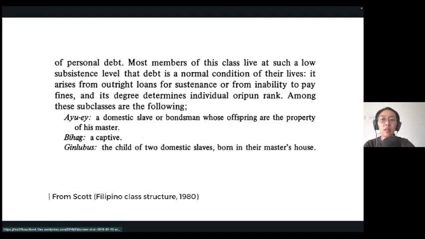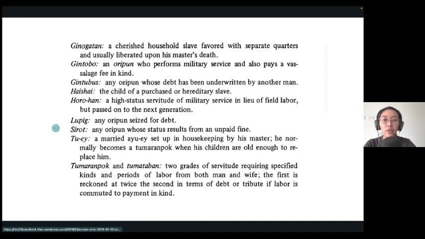Samples of this include the ayuoy, a domestic slave or bondsman whose offspring are the property of his master, or bihag, a captive, diba? Ginlubos, the child of two domestic slaves born into their master's house, or even Haishai, the child of a purchased or hereditary slave, Tuoy, a married ayuoy set up in housekeeping by his master.